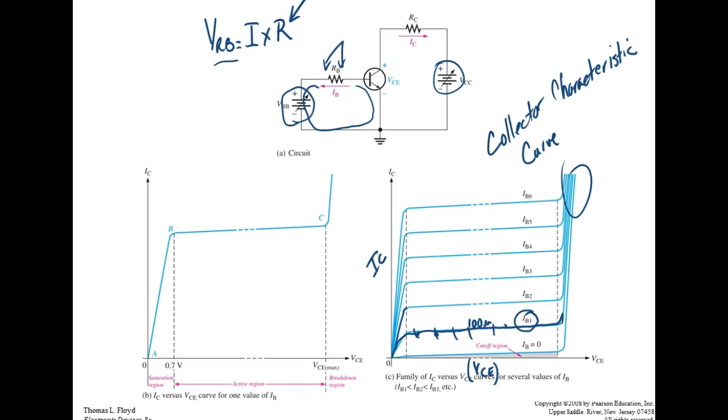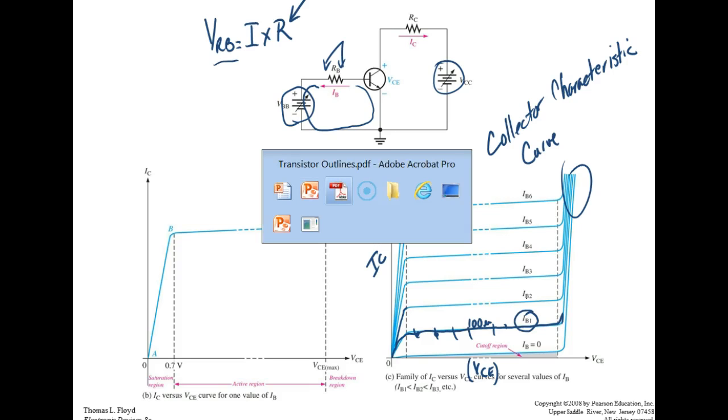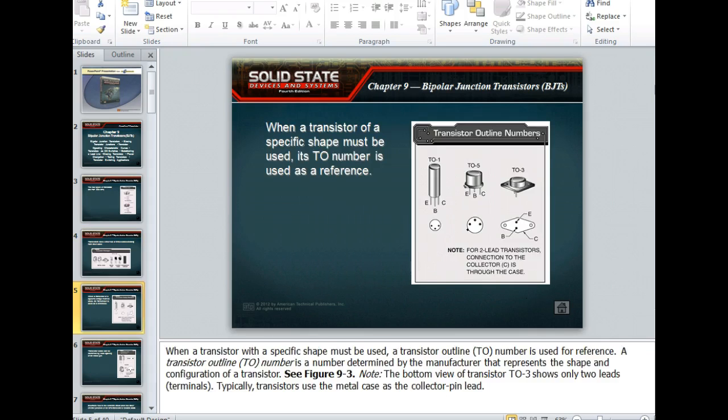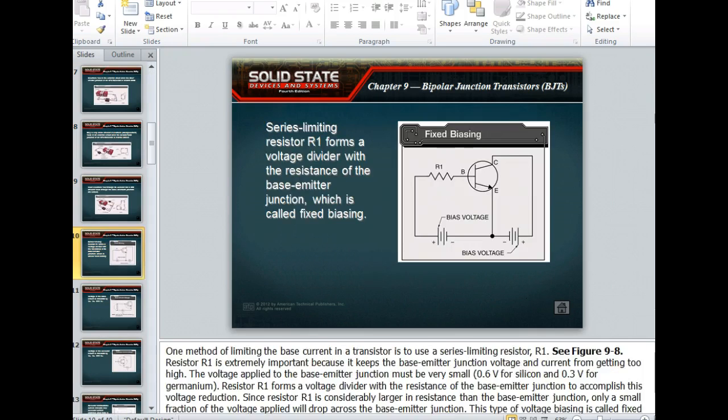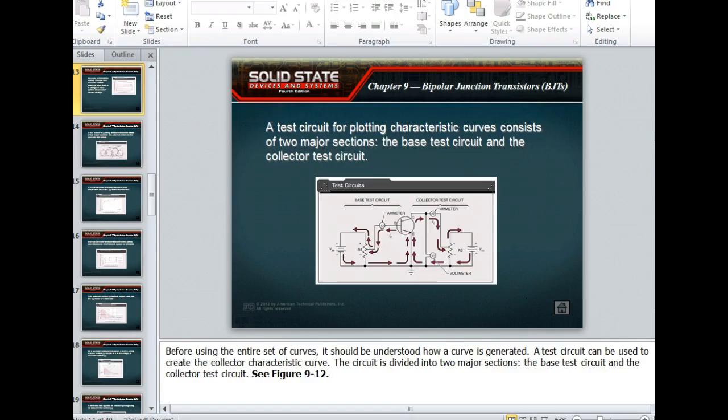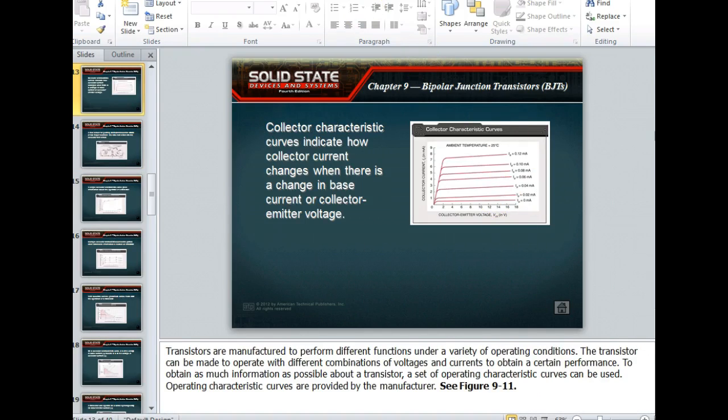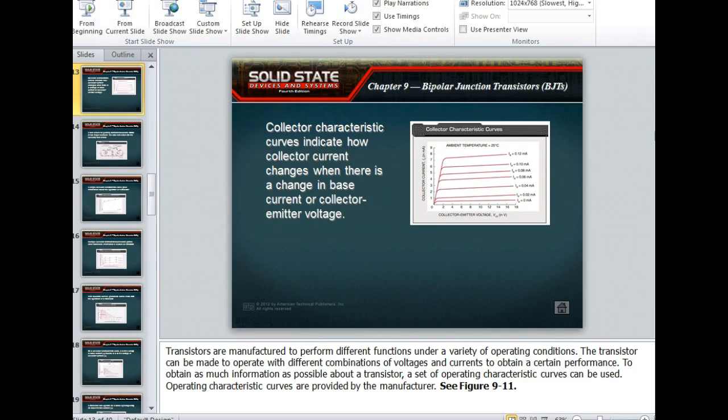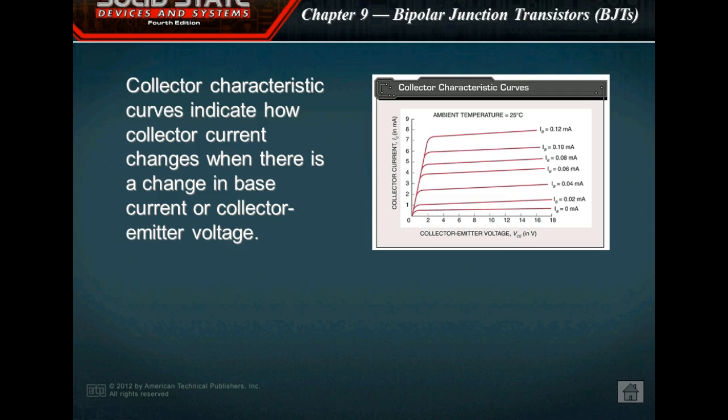So once we get that and this table is set up in the book, the book actually does a better job with it than my slides. So this would be an example of a collector characteristic curve. And we had a piece of equipment. I wish I could find it.